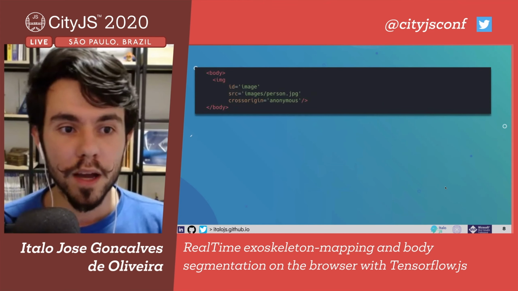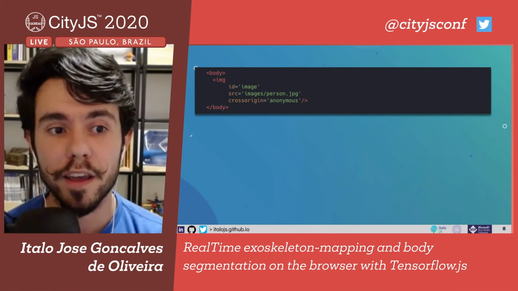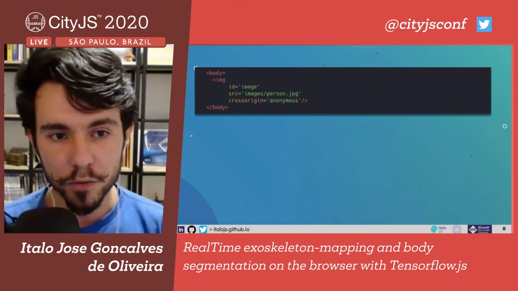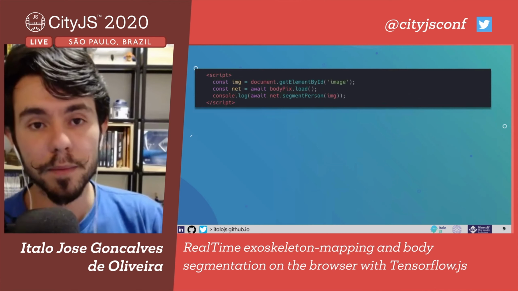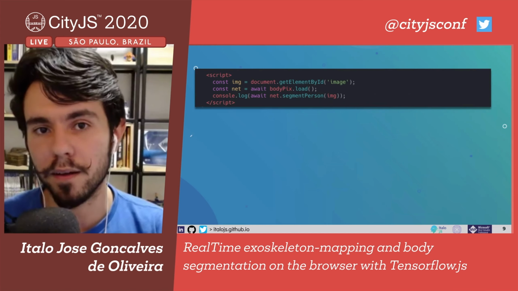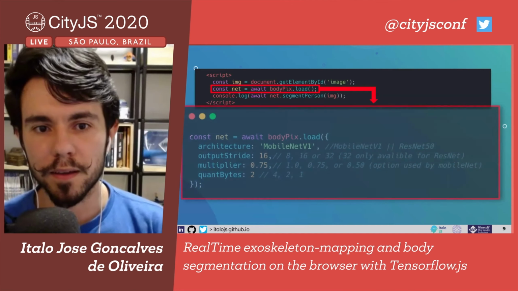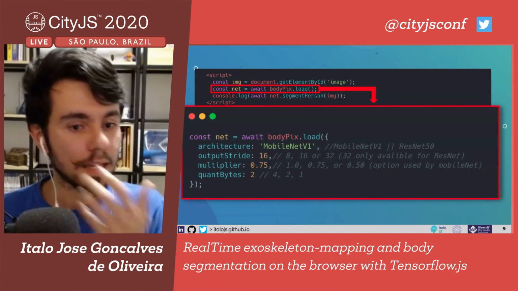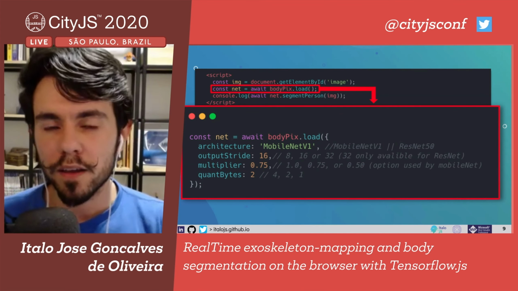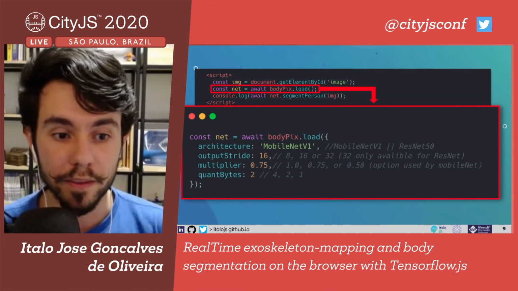Okay, so after that we create in our HTML an image tag with an ID and with my picture. Okay, and in my script I just get my image by my ID. Okay, so I load my model with BodyPix, and inside this method we are loading a network, a deep learning model whose architecture we can choose.